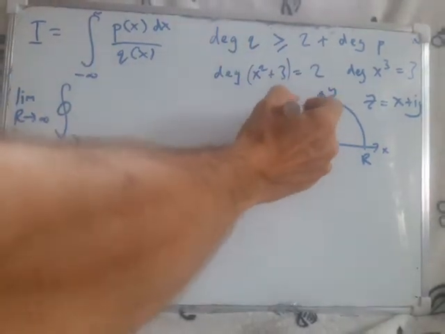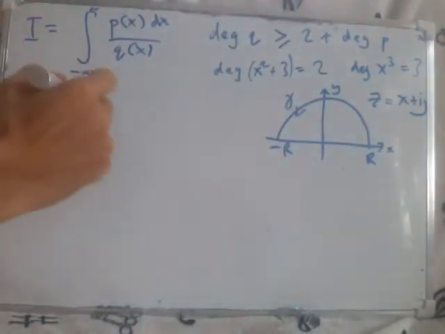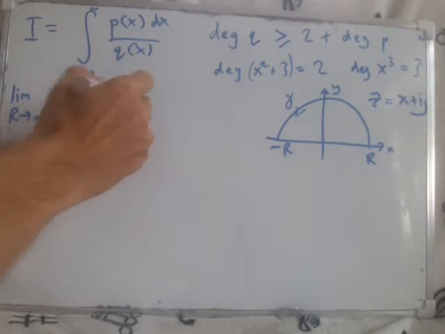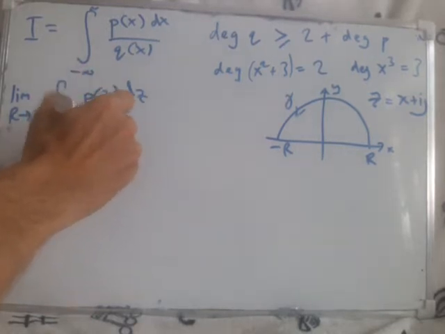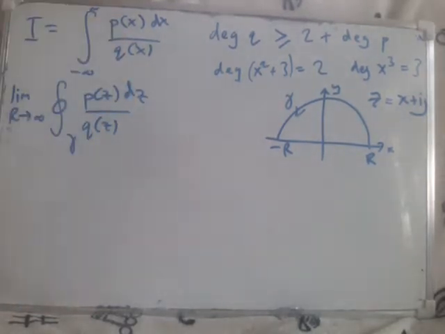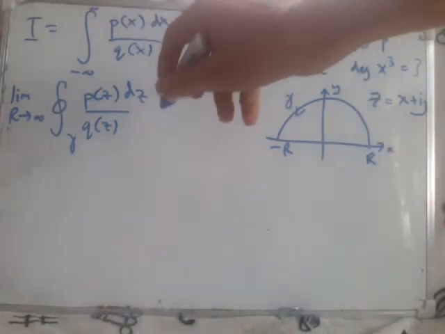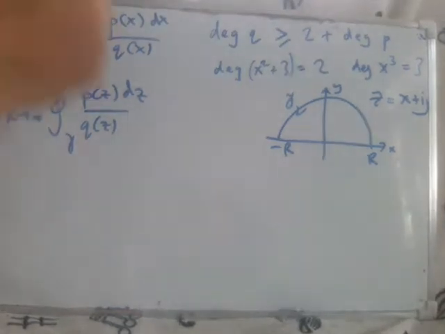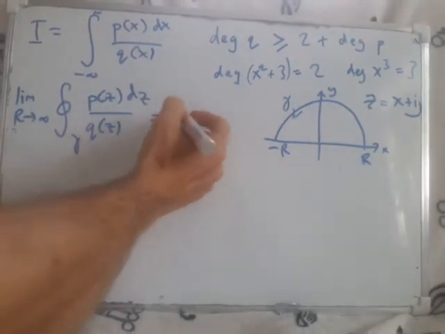We draw these things. So we've got our contour of p of z over q of z. So this bit here, as r goes to infinity, is the integral we want. So that's equal to I.